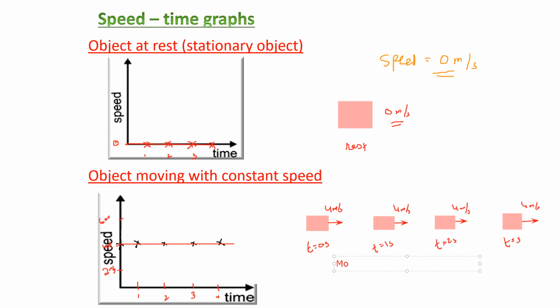So this is moving with constant speed, or you can also say no acceleration. Because acceleration refers to change in the speed. If there is no change in speed, there is no acceleration. Is it clear?